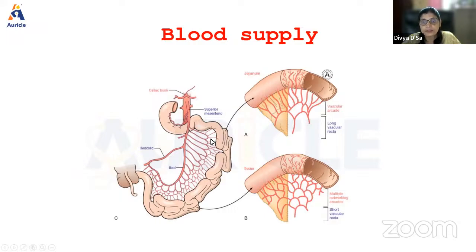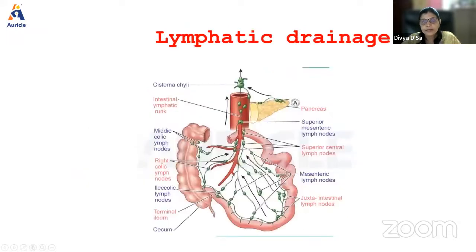which we call the vasa recti. Vasa means blood vessel, and recti means straight. Because there are fewer arcades near the jejunum, we see longer vasa recti, whereas towards the ileum, we see shorter vasa recti. So shorter vasa recti and more arterial arcades are towards the ileum, and fewer in the jejunum. That is one of the differences.